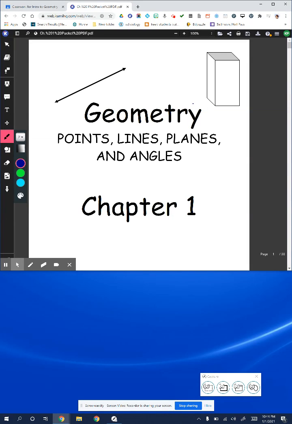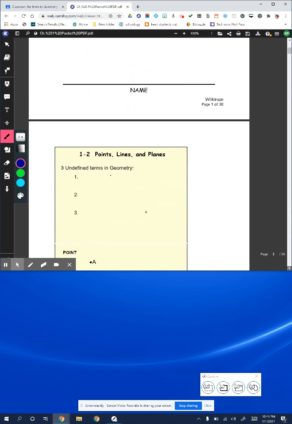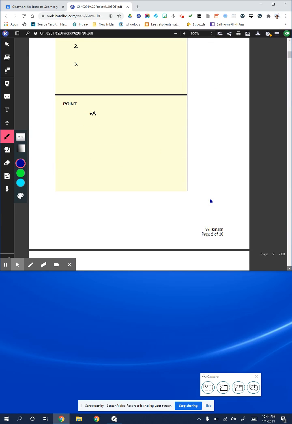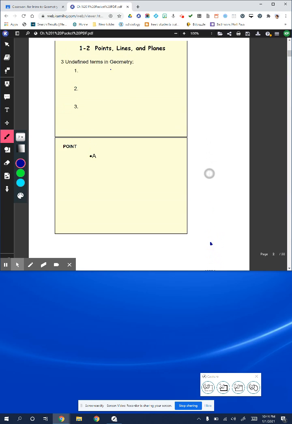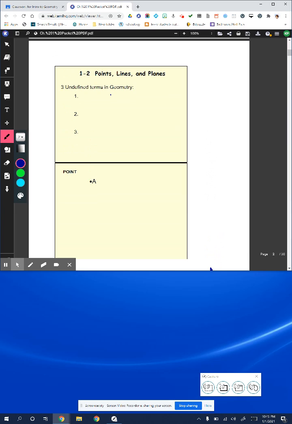Hey everybody, today we're going to start our new unit in geometry, and we're going to talk about points, lines, planes, and angles. So let's get into it. All right, so on our first page, there are some terms that we're going to define here for points, lines, and planes. The first one we're going to talk about is a point.